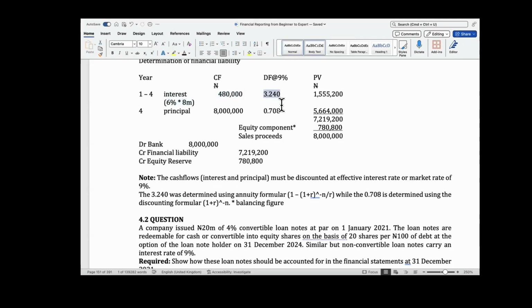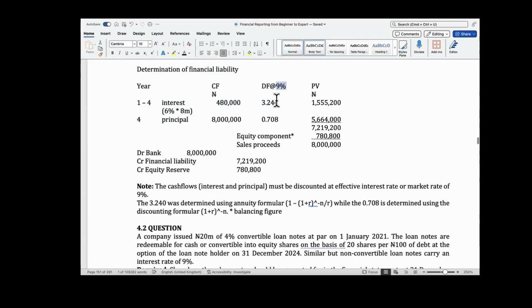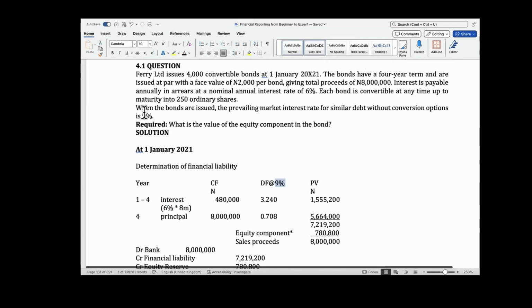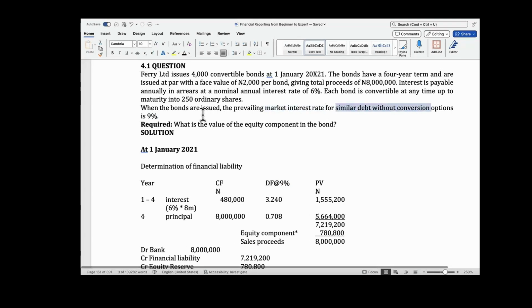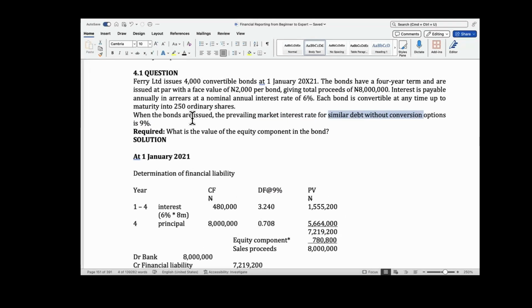We'll discount that to present value using 9%. Why am I using 9%? 9% is the market interest rate, and that is the market interest rate for a similar bond without conversion option. And you should not be surprised that this 9% is higher than this 6%.